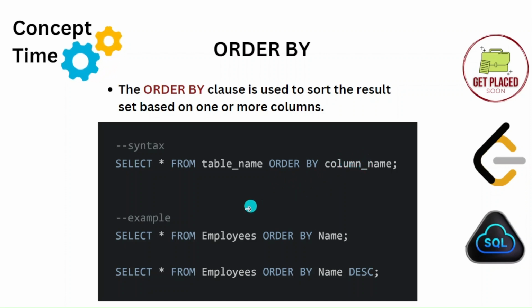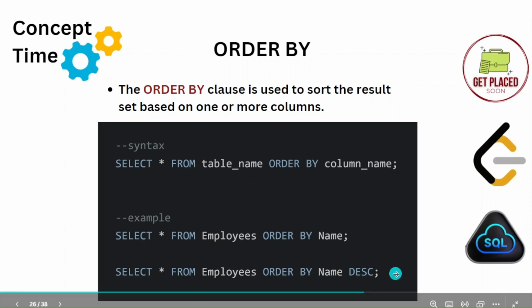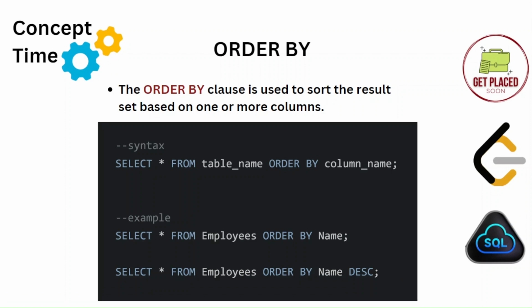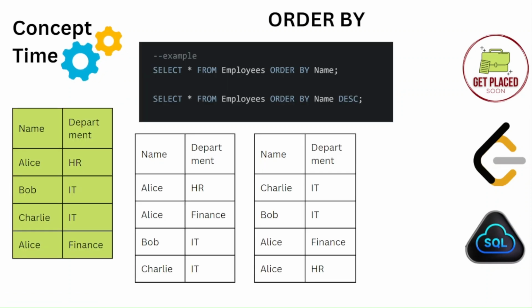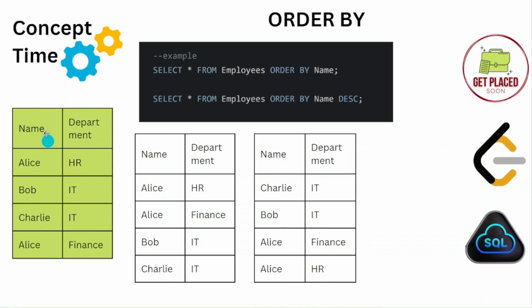Let's take an example. Here we have a column name by which we are going to sort the table. By default, if you do not mention anything else, it will sort in ascending order. If you mention DESC, then it will sort in descending order. Let me give you an example for better understanding. Here you can see there are two columns: one is name and the other is department. We are selecting all the columns from the employees table, so all the columns will be sorted.